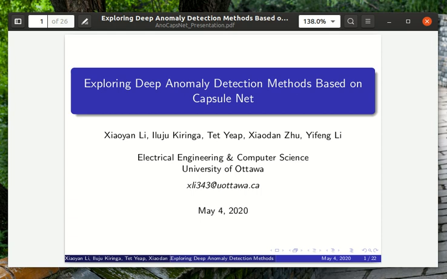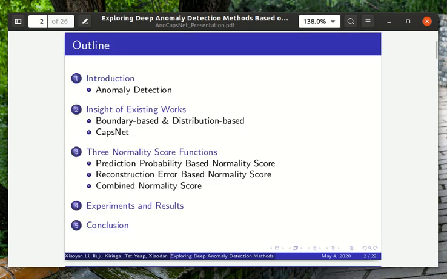In this paper, we focus on exploring deep anomaly detection methods based on CapsNet. This presentation will cover these 5 sections: introduction, insight of existing works, the proposed methods, 3 anomaly score functions, experiments and results, and conclusion.